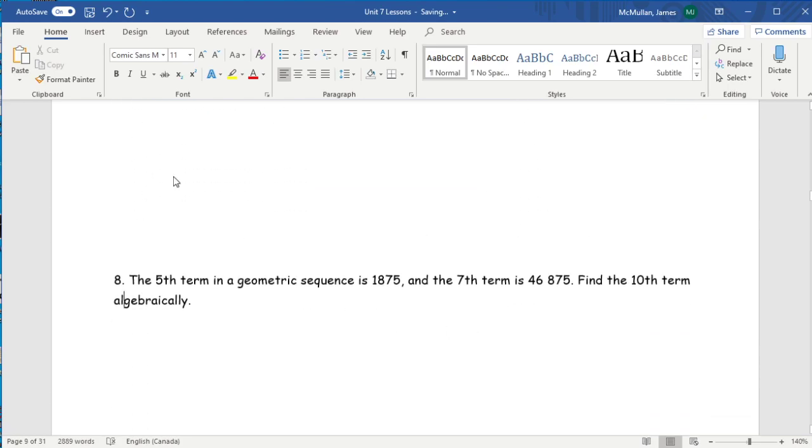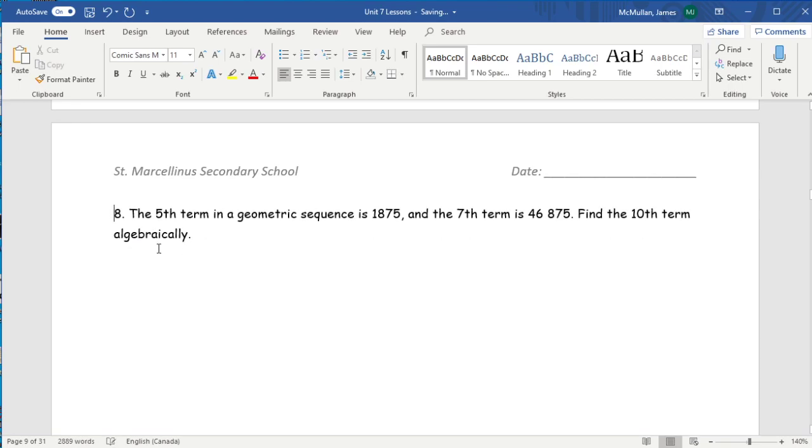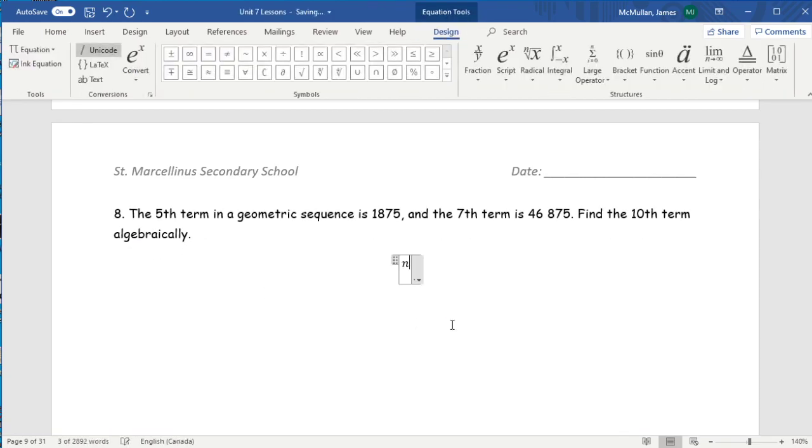Okay, same thing for a geometric sequence. Now this can be a bit harder, but let's see if we can do it. So term 5 is equal to 1875. Term 7 is equal to 46,875. So what do we know about this? 1875 is equal to A times R to the power of 5 minus 1, or 4. And 46,875 is A times R to the power of 7 minus 1.